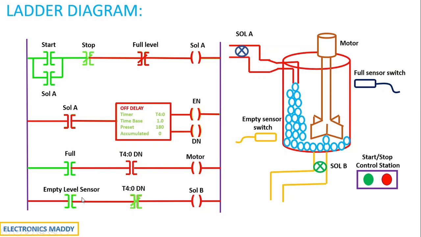Now when the empty level sensor goes high, what happens? The entire rung gets energized, and solenoid B will be activated. Solenoid B will allow the mixed liquid to flow through this path. Once the liquid is flowing through this path, if the empty level sensor indicates that the liquid is completely low, then this will go low. Consequently, solenoid B also will be deactivated. So this is how you have to look at any process for that matter. These are the steps that you need to follow on how to understand the ladder diagram.